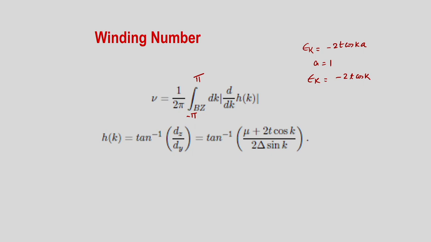The superconducting pairing amplitude, or rather the gap function, is usually a complex number having the form delta equal to delta exponential i phi, where phi is related to the phase of the wave function. However, here delta is just a real parameter which we have considered.